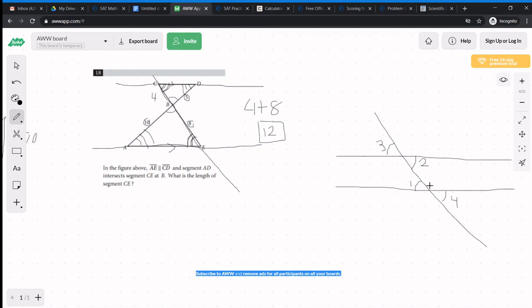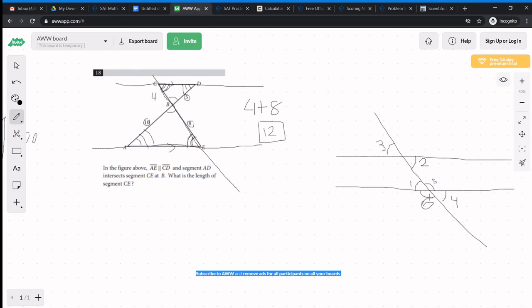In addition, you should also know that this makes a linear pair, right? When you have two angles that make up a straight line, they add up to 180. They're supplementary. That's what we call them. This, again, because it's on this line, the entire thing is going to be 180.